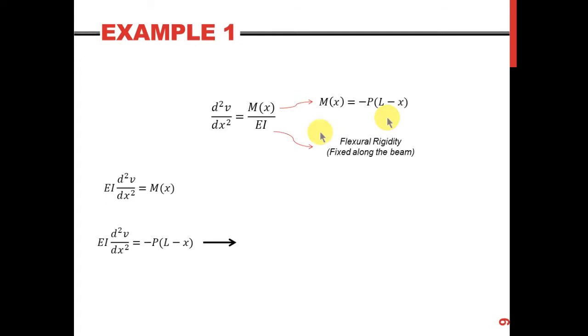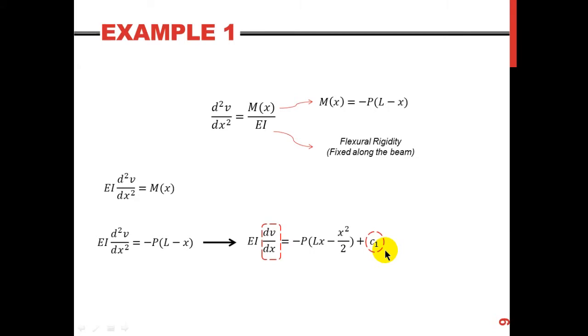So I can take the EI to the left hand side because it's a constant, and the bending moment is just the one we derived. And then once I integrate it once, I'm going to have a constant C1.